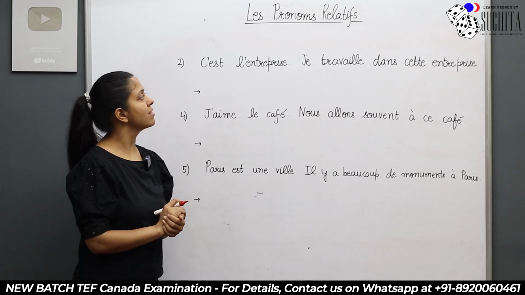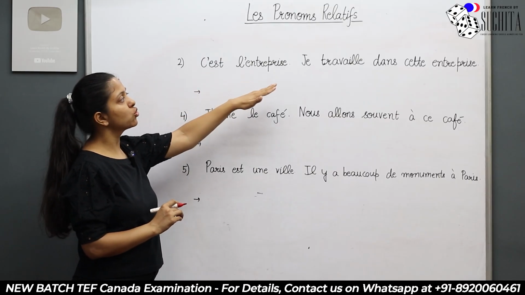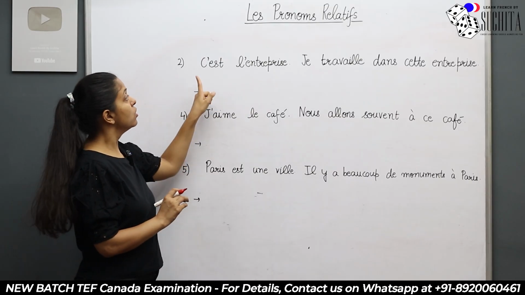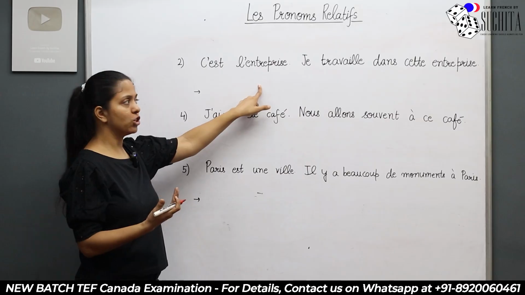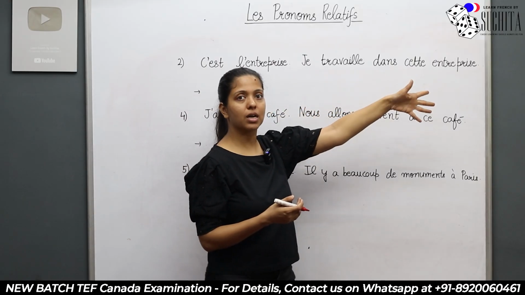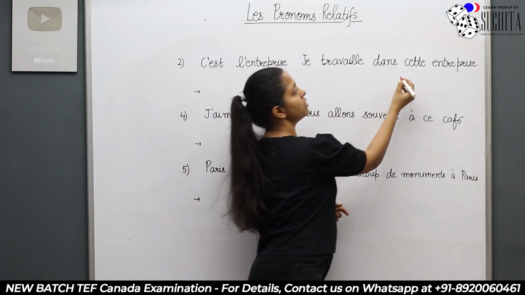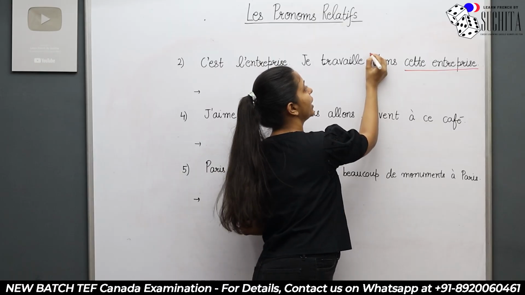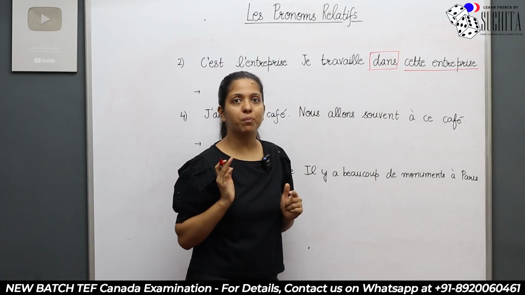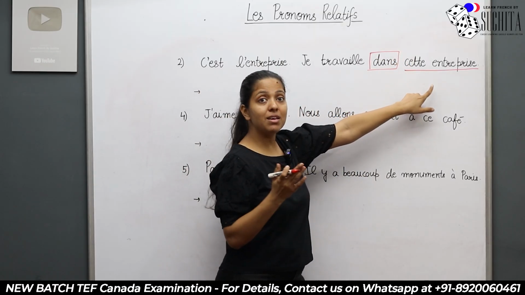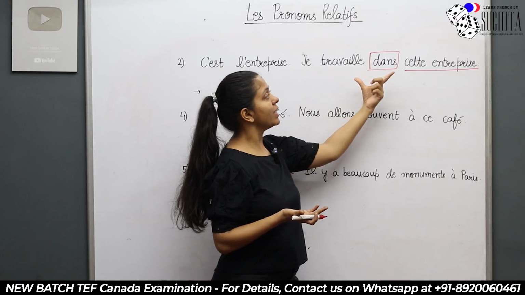Now let's take the second example. C'est l'entreprise, je travaille dans cette entreprise. So this is the company or enterprise. I work in this company. So you see the repetition is cette entreprise, and before that you have dans, which is your preposition. And this company is a place. So I work in this company.